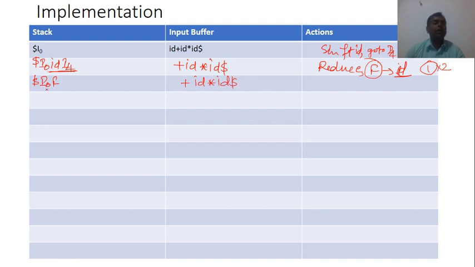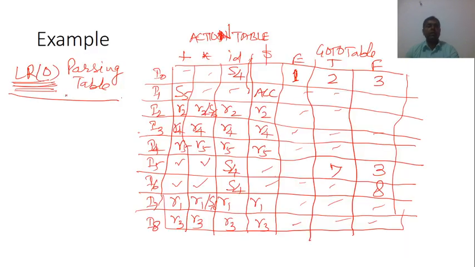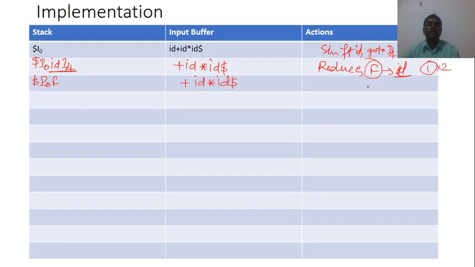Now look into I0 F. That means I0 row and F column. That is what? 3. That means go to 3, go to I3. So here it becomes $ I0 F I3, and here it becomes plus ID asterisk ID $.